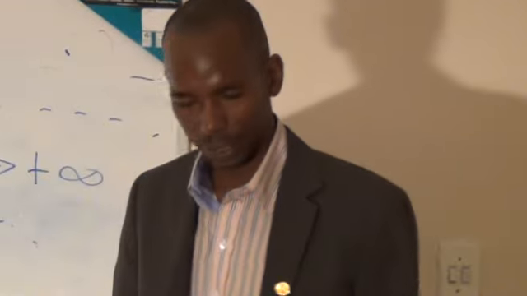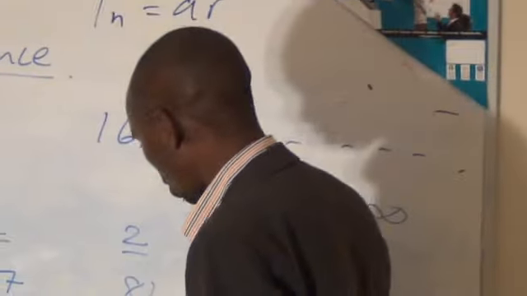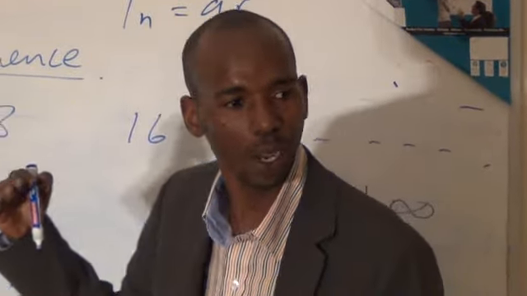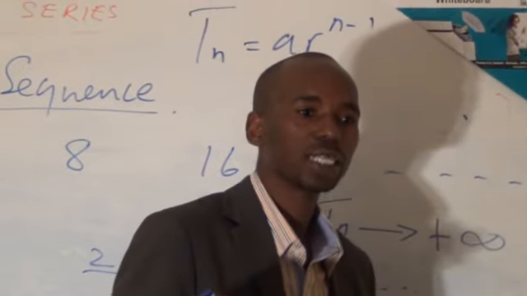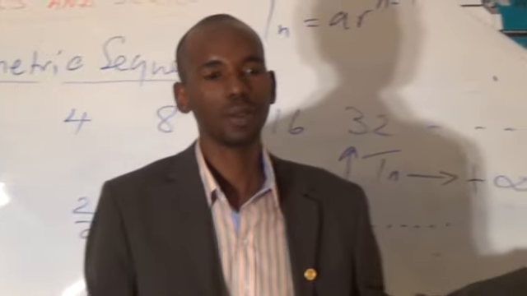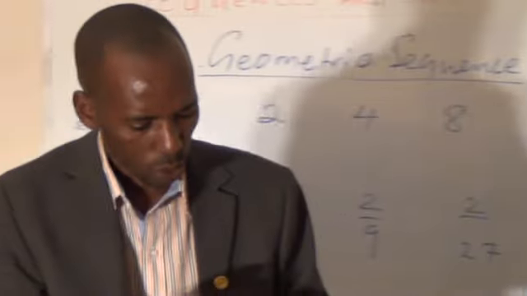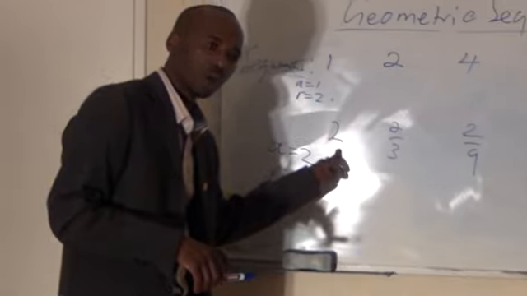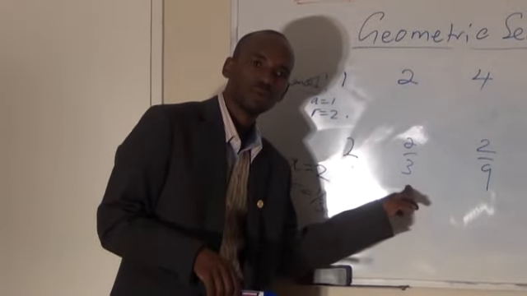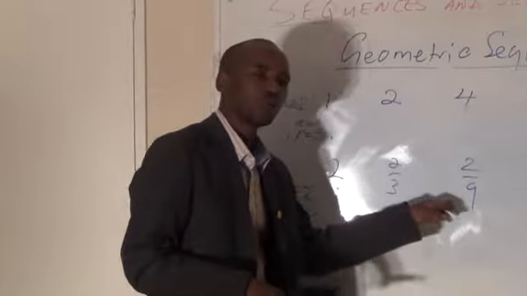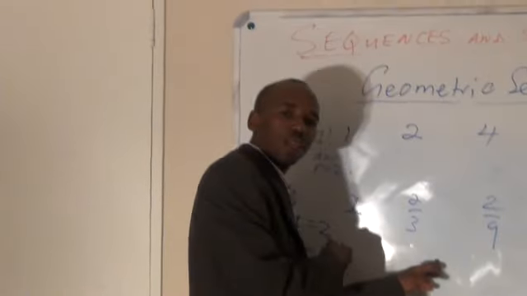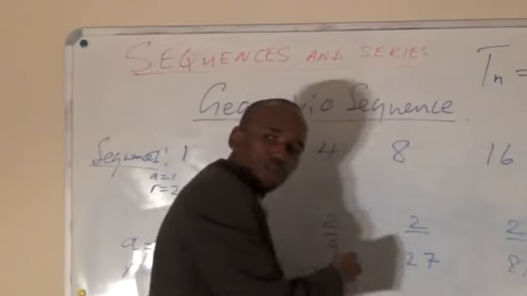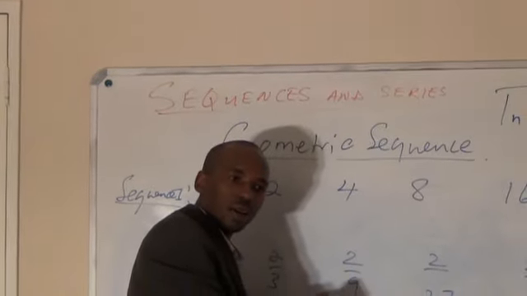What do you think is going to happen as n increases? If we continue putting terms, let's say now I talk of T50, what do you think is going to take place? If you try to check, we started with 2. The next term was already 2/3. Next term 2 over 9. 2/3 is smaller than 2. 2 over 9 is smaller than 2/3. 2 over 27 is smaller than 2 over 9.